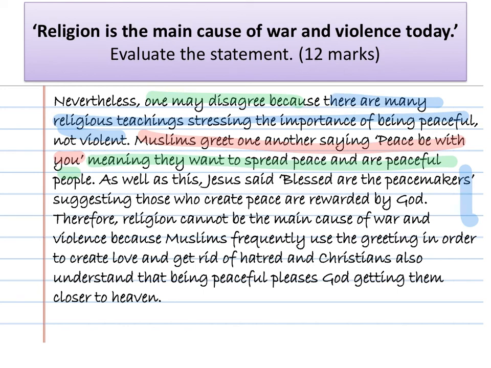Finally, we can see that there's a very, very clear link at the end of the statement. We can see that it's referring back to words in the statement of religion not being the main cause of war, and it summarises the arguments that we've already given, making it really clear as to why they would agree or disagree. You could also try to evaluate the argument that you've given by saying something along the lines of, "This is a really strong argument because there are multiple pieces of evidence from both religions suggesting that being peaceful, not violent, is the way forward, and therefore religion can't be a cause of war and violence in the world today."